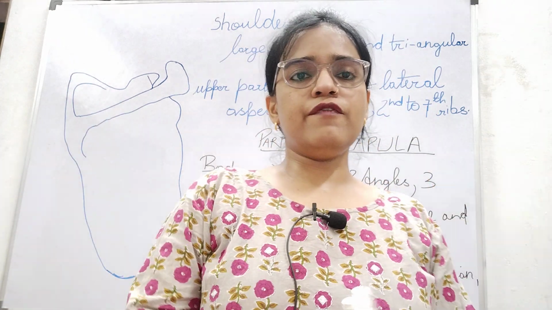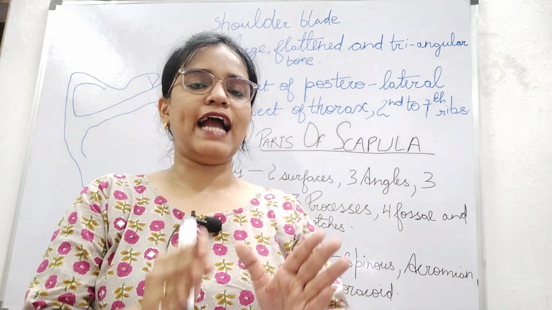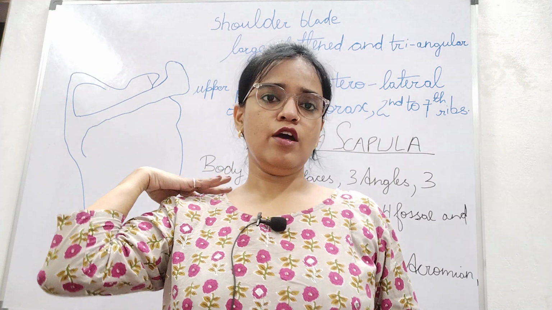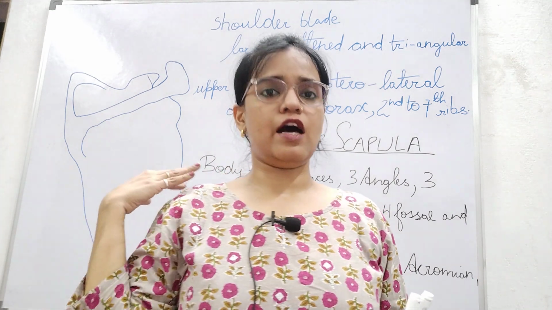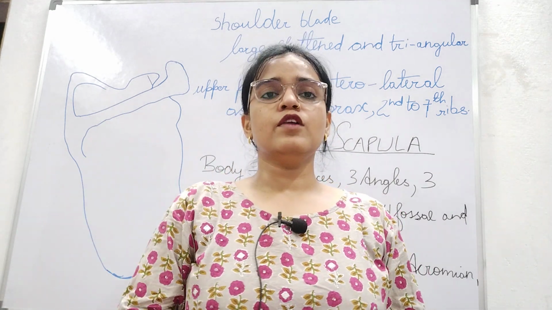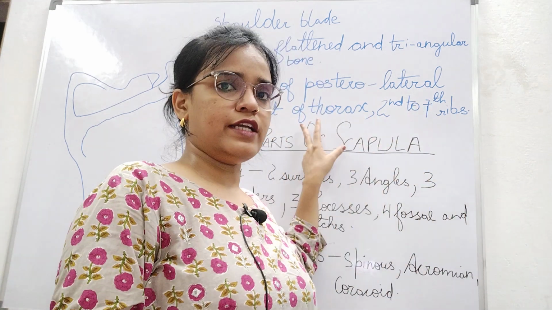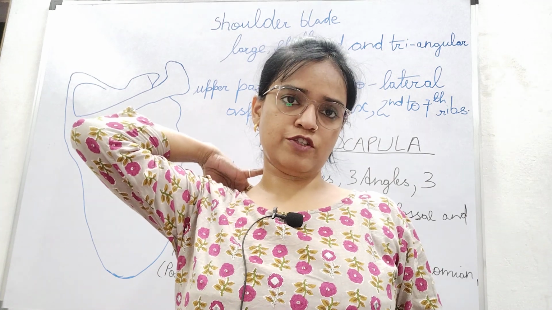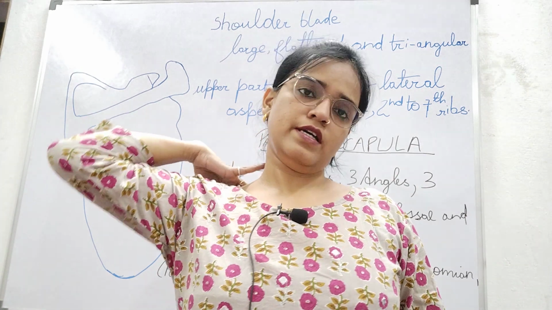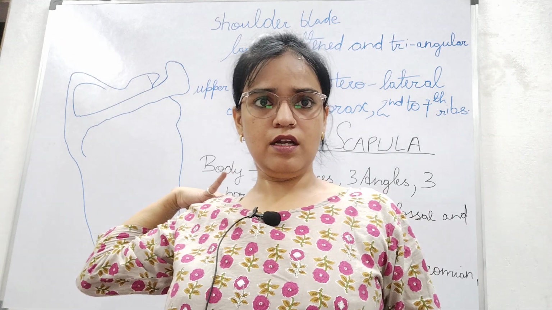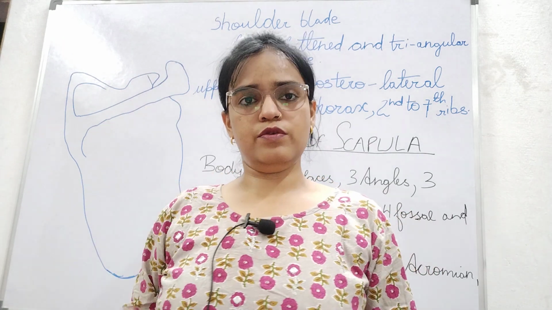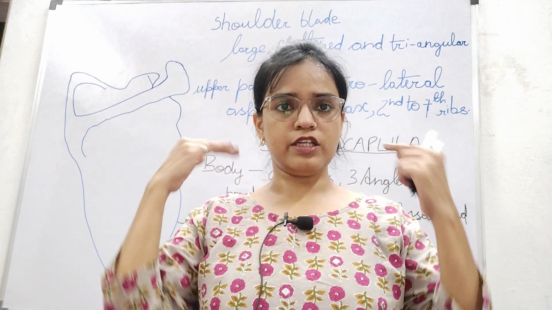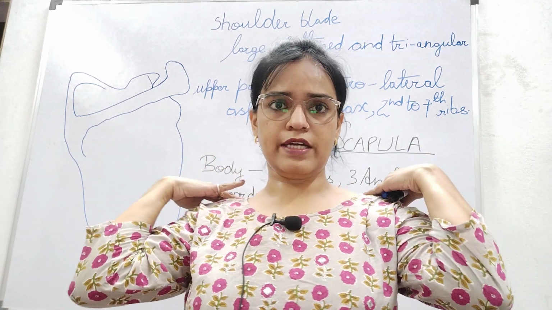Okay, so if we talk about the exact location of this scapula, it is located on the posterolateral aspect of thorax from the 2nd to 7th rib. Okay, this would be posterior aspect of thorax, and this would be lateral, and from 2nd to 7th rib. So the location of this scapula is clear to you. It is located on both the sides.